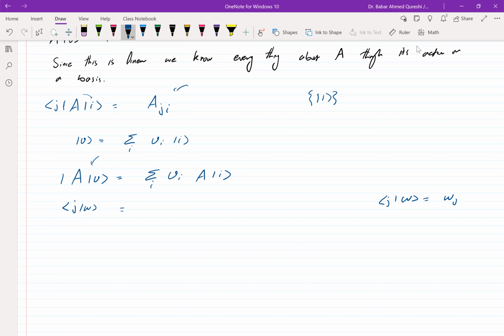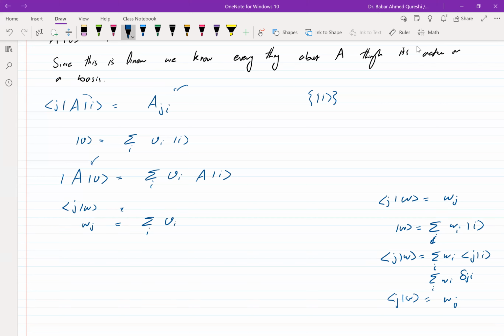This is the jth component because of this expansion. And if I take a dot with |j>, supposing that it's an orthonormal basis, only in that case, not otherwise, then what's going on? Okay, delta_ji, it gives you w_j. J picks up the jth component. You know all this very well. So I know the jth component of the vector which I get through the action of A. Because of linearity, this comes out. So this is summation over i of A_ji v_i.